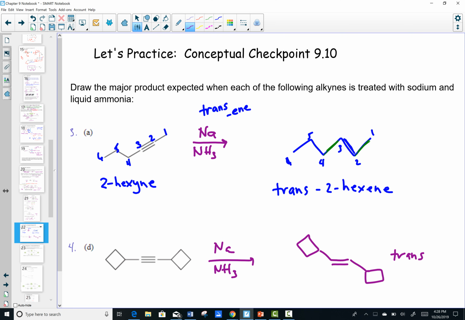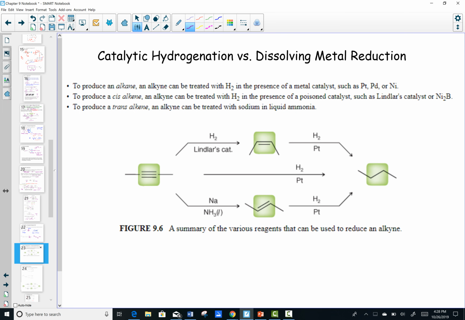Easy enough. Good work, team. And let's reflect on all the things we've just learned. The first, so far, is hydrogenation. We understand that hydrogenation simply means adding across a pi bond. We're going to add more hydrogen.